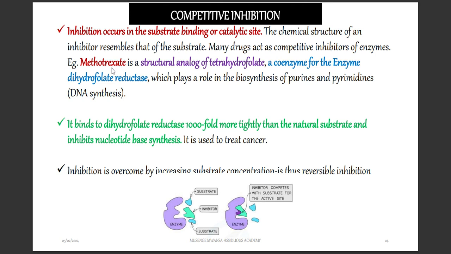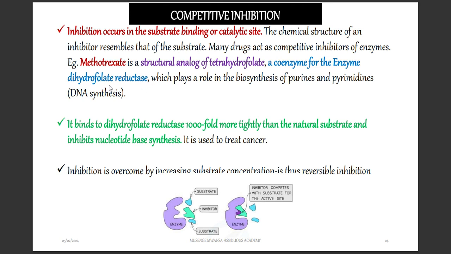So, for example, you have methotrexate, and I think in last year's exam, they asked this exactly. Methotrexate is what type of inhibitor? Methotrexate is a competitive inhibitor. It is a drug. Methotrexate is a structural analog. What we mean by analog is that it looks the same, so it looks the same like tetrahydrofolate. Now remember we said tetrahydrofolate was a coenzyme earlier. So tetrahydrofolate is a coenzyme for the enzyme dihydrofolate reductase.